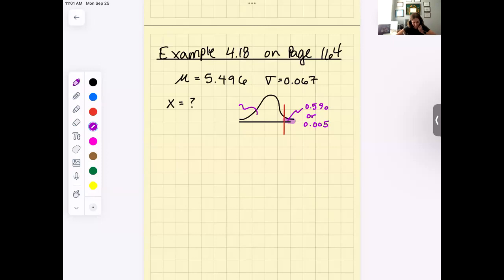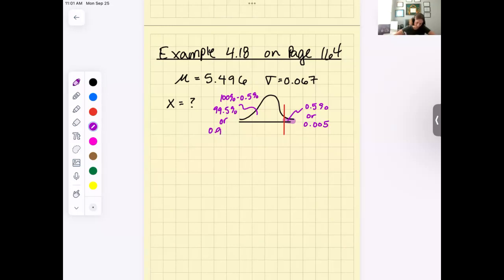99.5. Sorry. Yeah. So it would be 100% minus 0.5%, right? Which ends up being 99.5%. And how do we write that in decimal form? 0.995. Sorry. There you go.